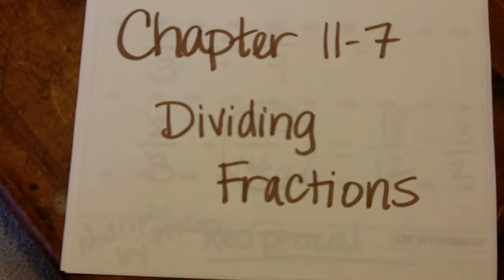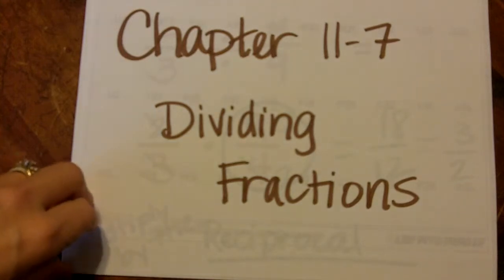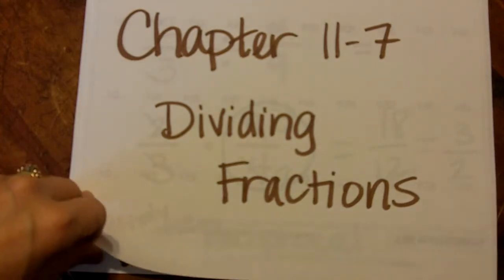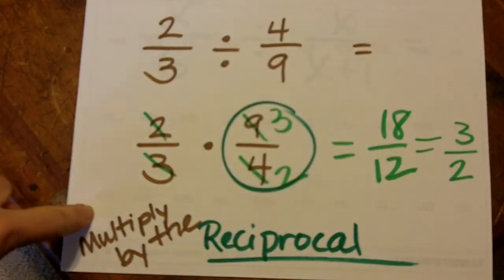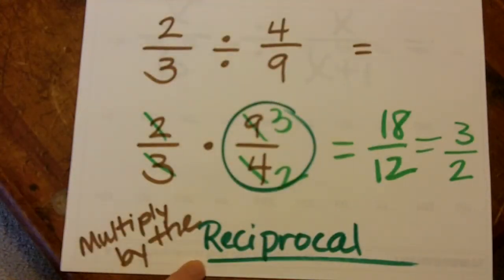All right, chapter 11, lesson 7 is about dividing fractions. The best part about lesson 7 is that if you really mastered lessons 5 and 6 about multiplication, then you really don't have much else to learn except one thing in dividing fractions, which is that instead of dividing, we really multiply by the reciprocal.